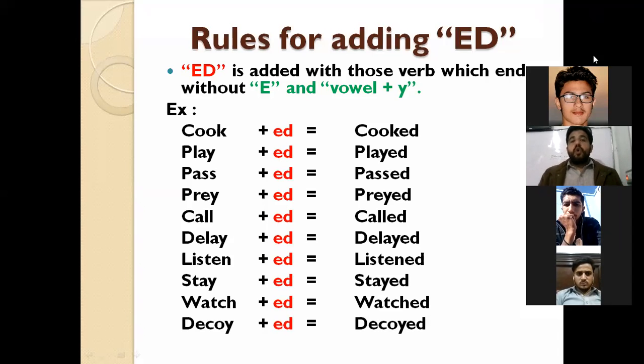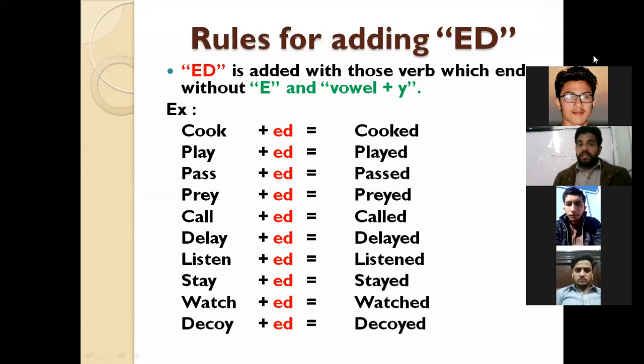Like here, cook. Cook is the verb which is not finished with E, which ends with K, with any other letter except E. So we add ED at the end of it. Like we say cook, so cooked. Likewise, we say play. Play is the verb which ends with vowel plus Y. So you will still add ED at the end of it. Like we say play, played. Like we say pass, so passed. Pray is vowel plus Y, we say prayed.